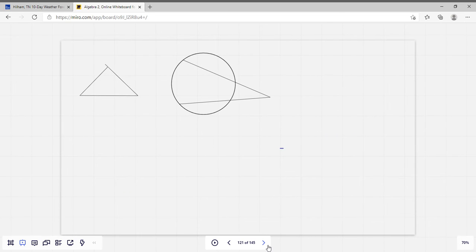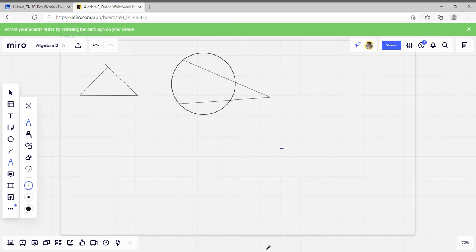Now we're going to work a proof of this really quick. So we remember that when we have a triangle, we have 3 angles inside the triangle, and they all have to equal 180. Okay, so let's label them A, B, and C. So A plus B plus C equals 180.